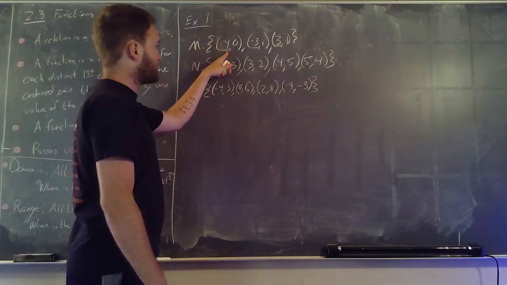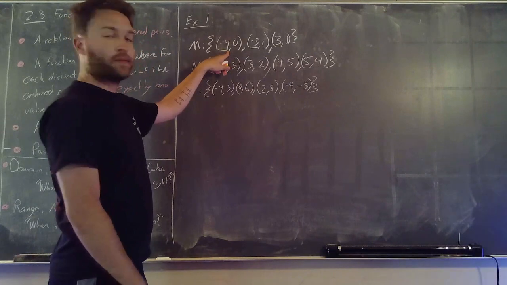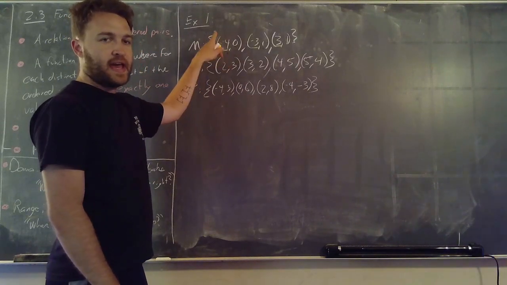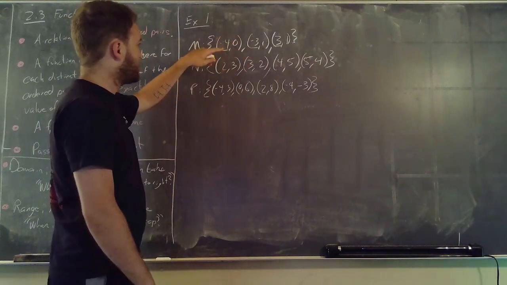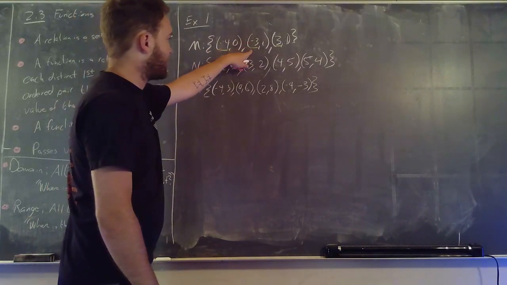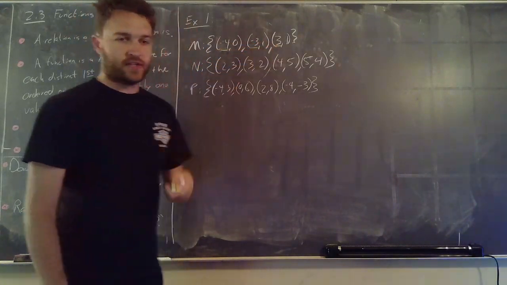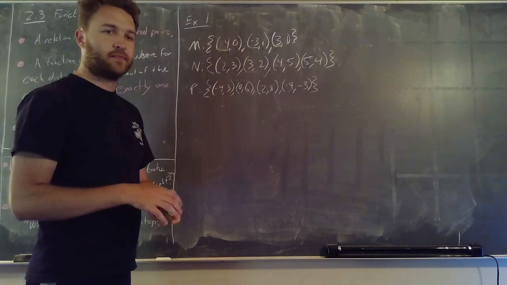So we know M is a relation. We have to determine if it's a function. What I'm going to look for real quick is if the x values repeat themselves. So I have a -4, I have a -3, and I have a +3. All of these are distinct and separate numbers. They do not repeat themselves.